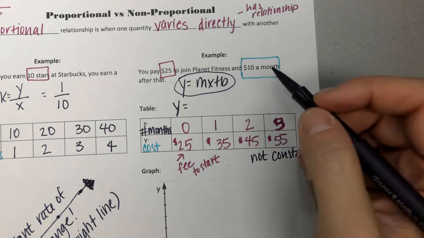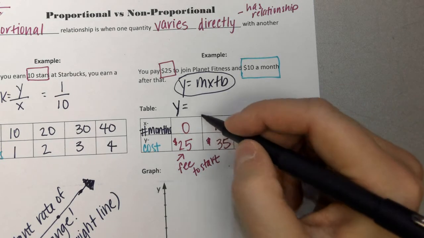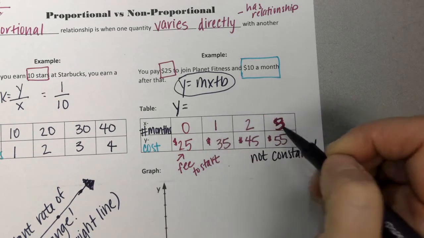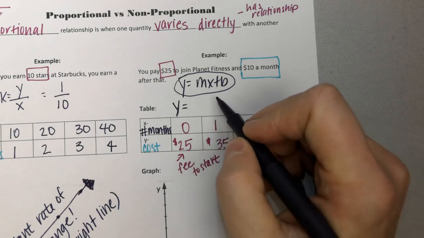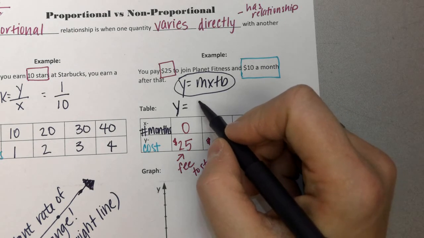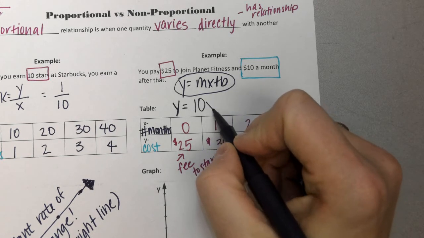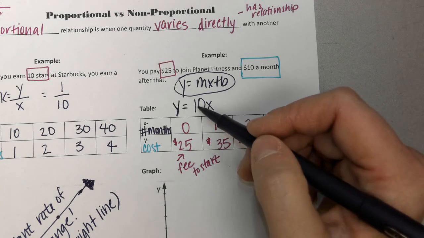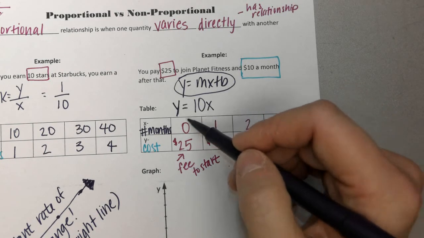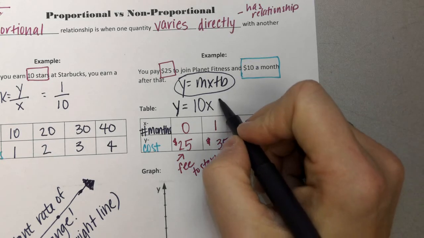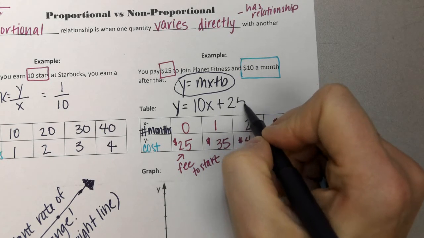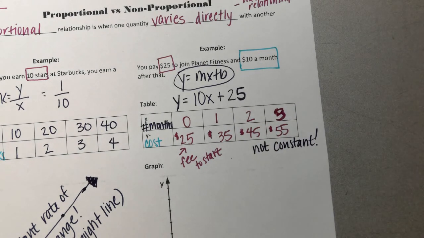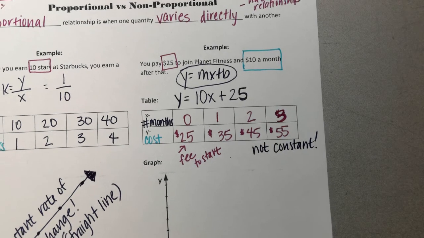remember, m is our constant rate. It's not talking about the fee. M is just the constant rate for the whole graph. So what was it increasing by every month? It was $10 a month. So $10 times x, however many months you wanted. If you want to do it for 12 months, it would be $120, right? That was the cost per month. But what did we have to pay at the beginning? We had to pay that $25 fee. So you have to add on that $25 fee to however many months you plan on doing Planet Fitness.